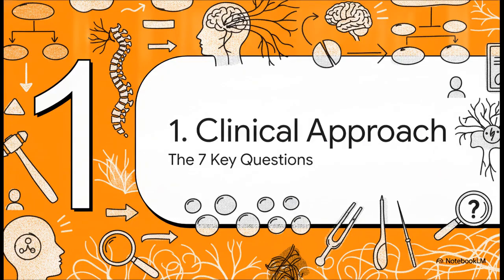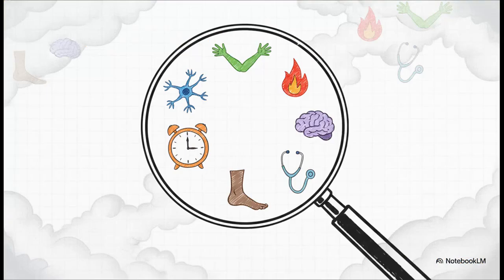Section 1. The clinical approach. The real trick here is that you've got to rapidly cycle through these 7 key questions to narrow down your usual suspects. First up, what systems are involved? Are we talking motor, sensory, autonomic, or maybe a mix? Second, what's the weakness distribution? Proximal versus distal, or symmetric versus asymmetric? Third, what about the sensory semiology? Is it small fiber pain and temp loss, or large fiber proprioception loss?